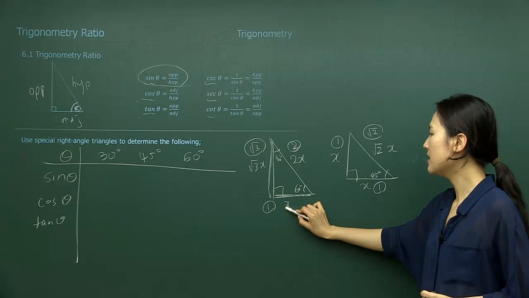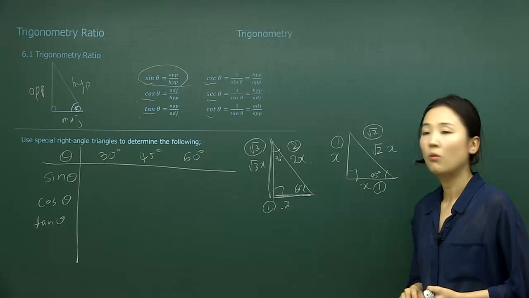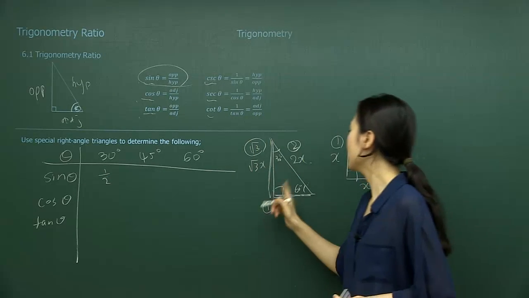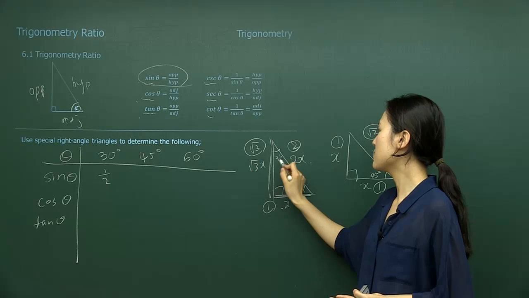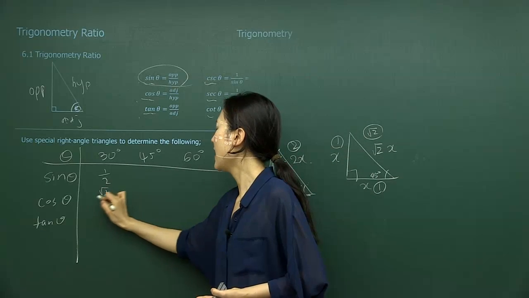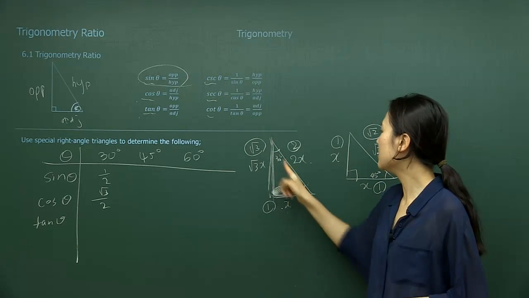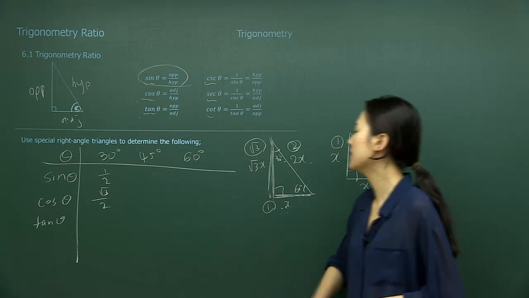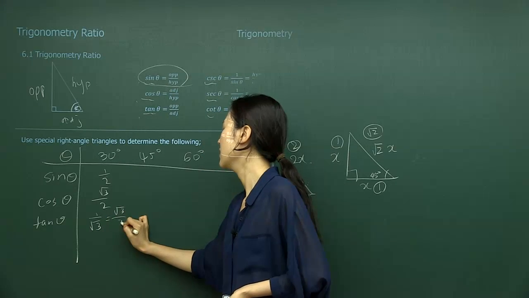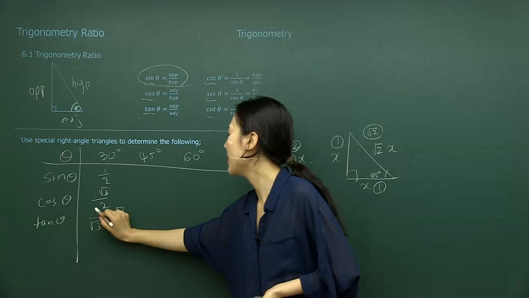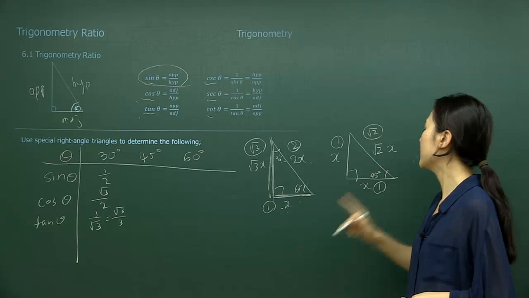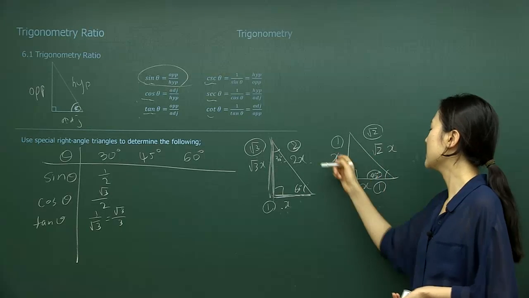Sine of 30 is 1 over 2. Why? Because it's opposite over hypotenuse. Cosine of 30 then will be adjacent. 30 is right here, guys. The adjacent is this. So root 3 over 2. And tangent of 30 is opposite over adjacent. So you may write this, or you can rationalize it by multiplying both by root 3. Hence, get this.